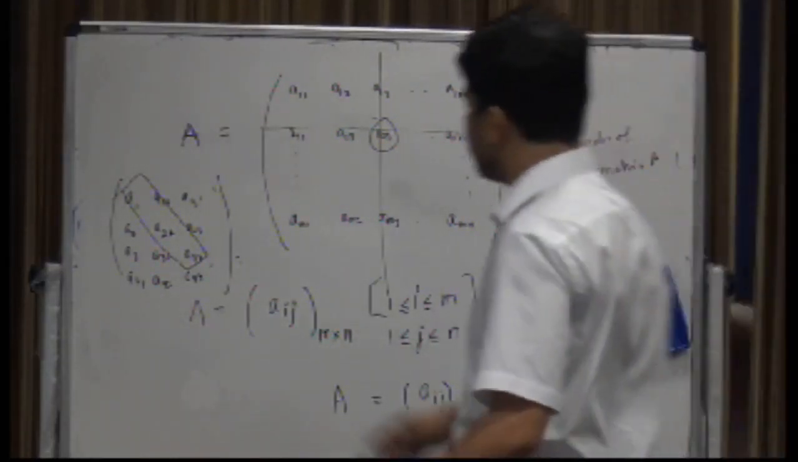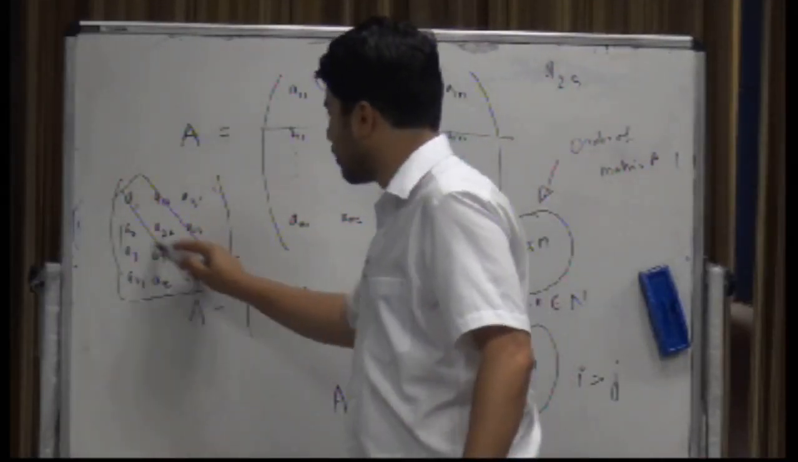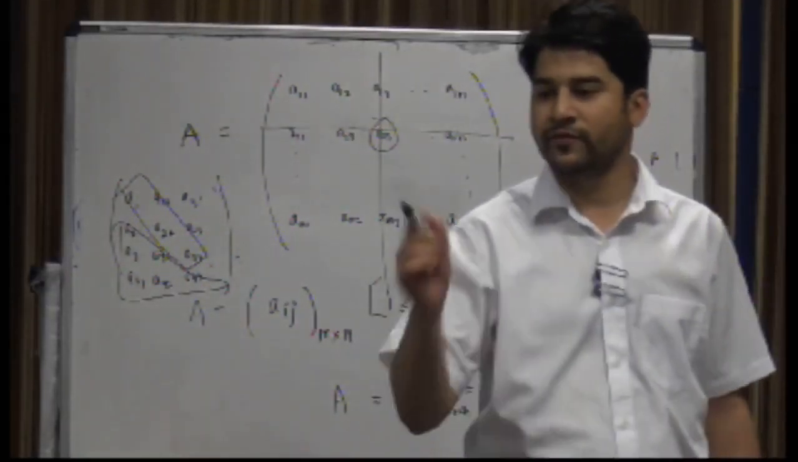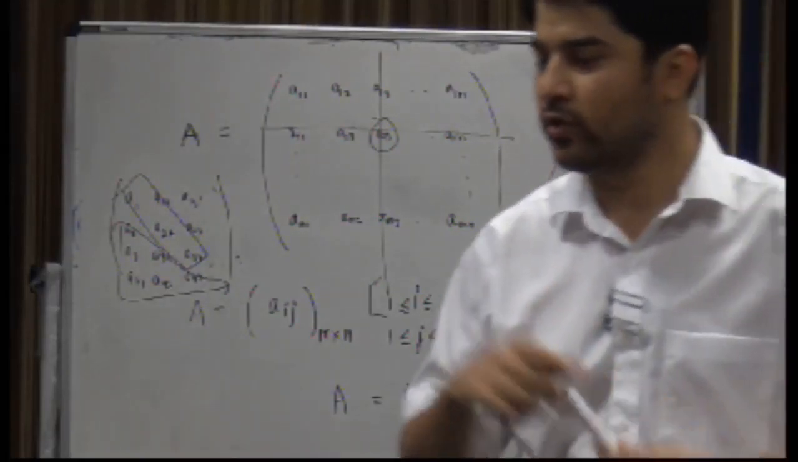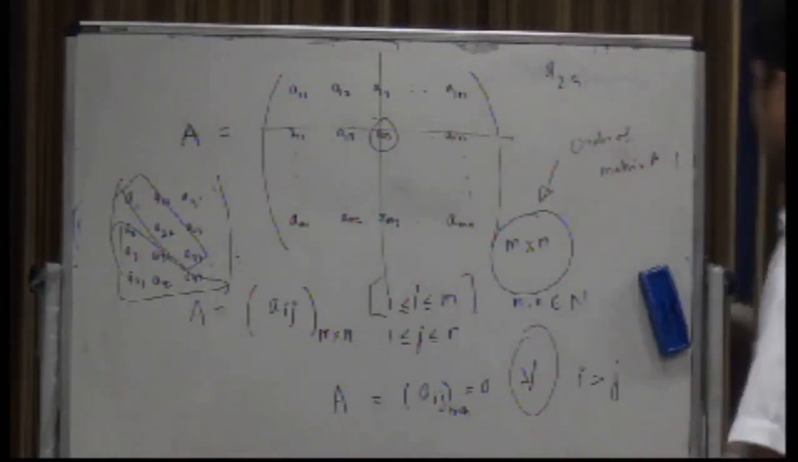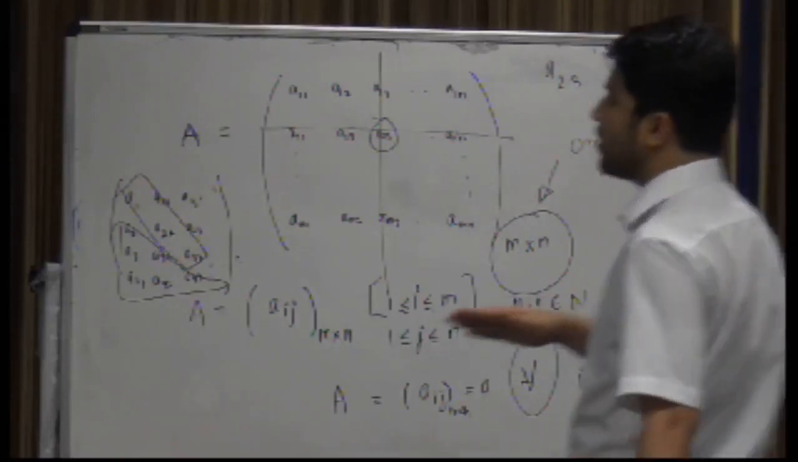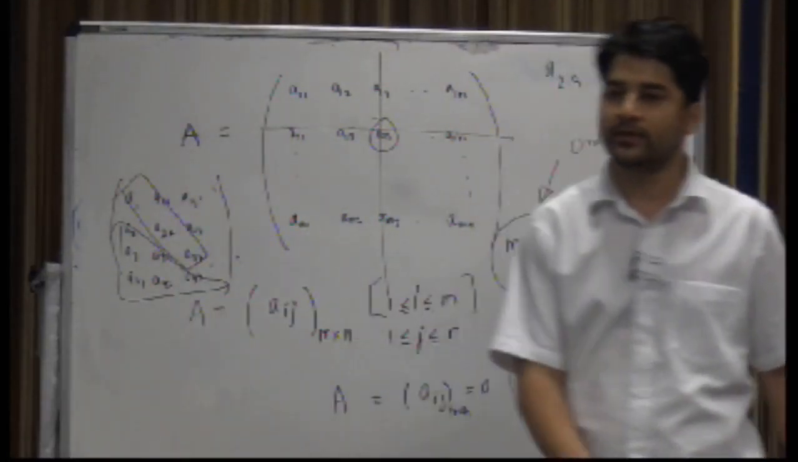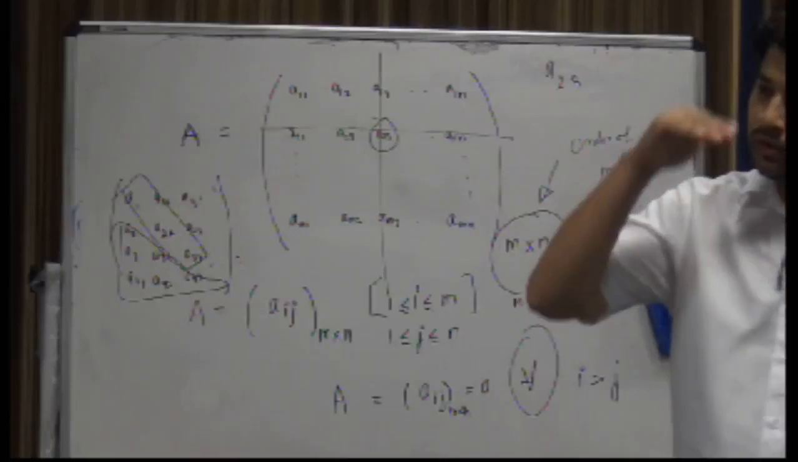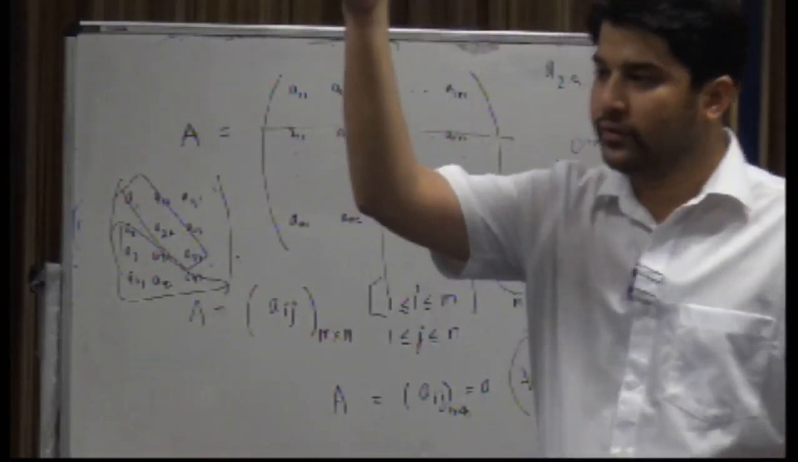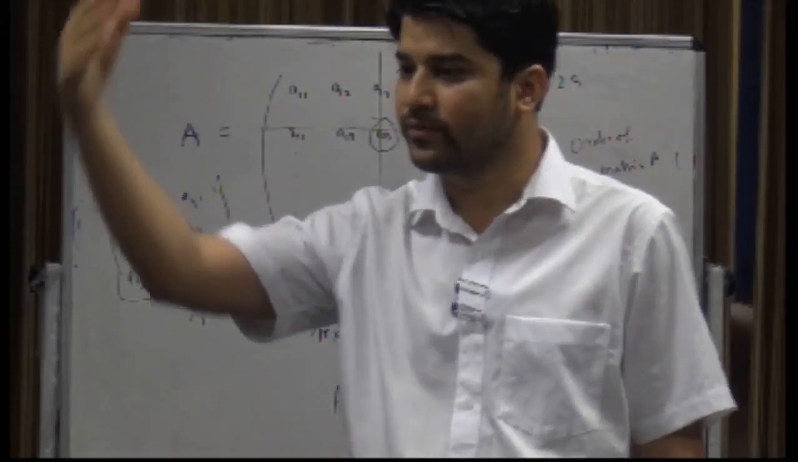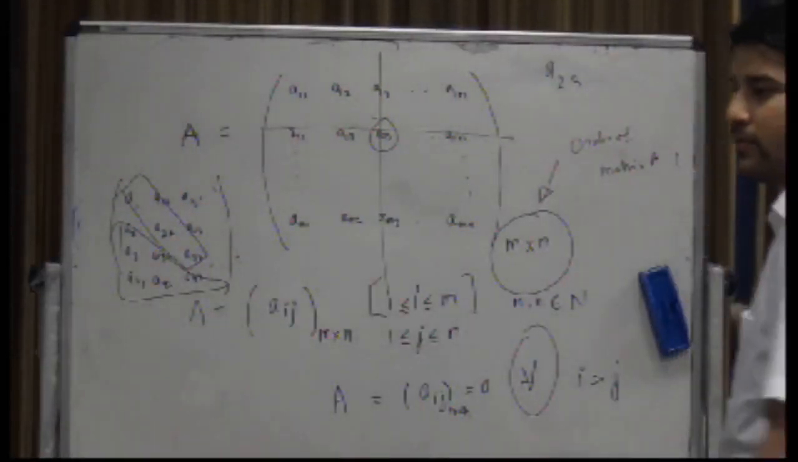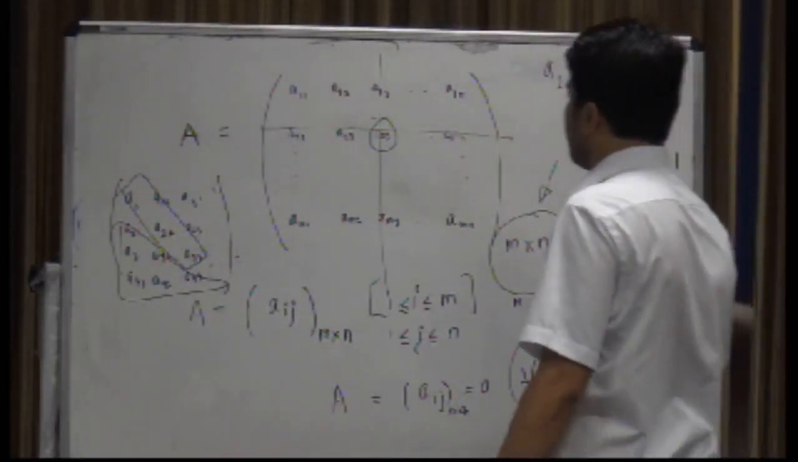Which elements? These ones. What's common in these? If you look at the suffixes i and j, i is greater than j. At the same time, can you tell me what the lower triangular matrix is? तो सारे elements above the principal diagonal are 0. They are 0, right? So we understood 3 terms.